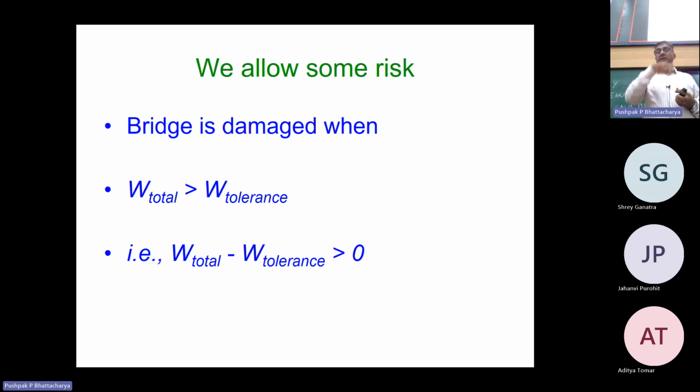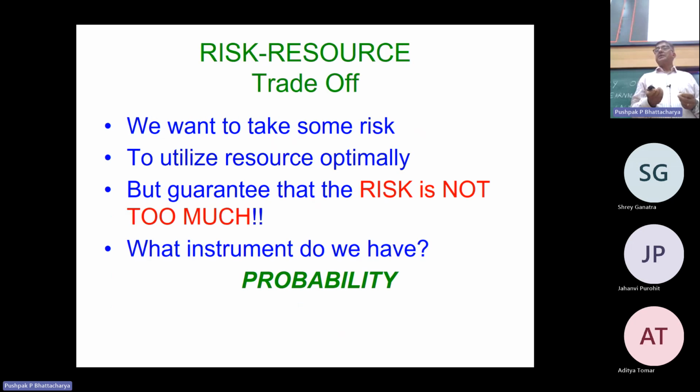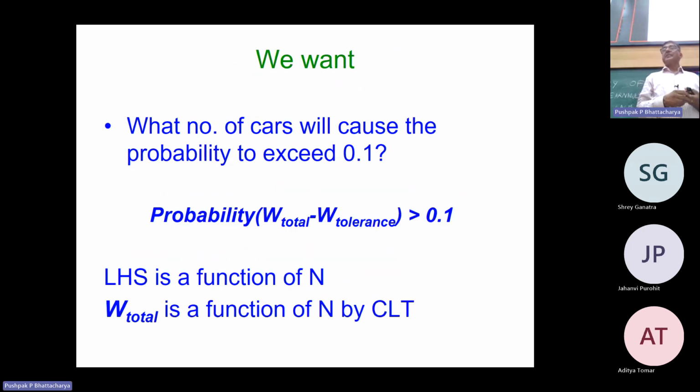Now the bridge is damaged when W total is greater than W tolerance. That is, W total minus W tolerance is greater than 0. So now we want the total number of cars that will cause the probability of damage to exceed 0.01. So we are interested in this probability expression, the probability of W total minus W tolerance being greater than 0 should be greater than 0.01. Okay, so the probability of W total exceeding W tolerance should be greater than 0.01. Okay, I'll correct that expression.